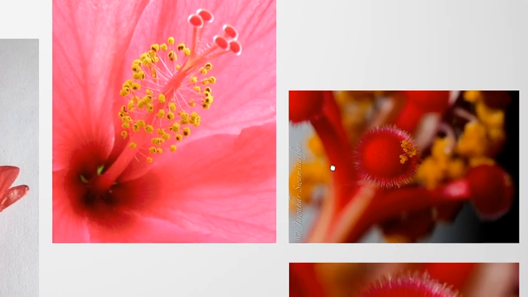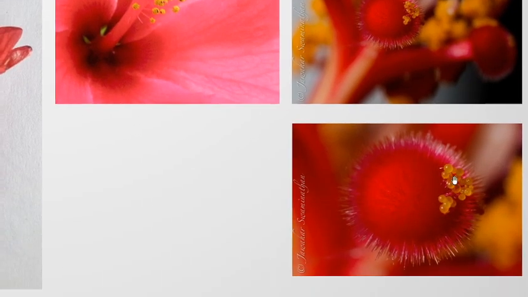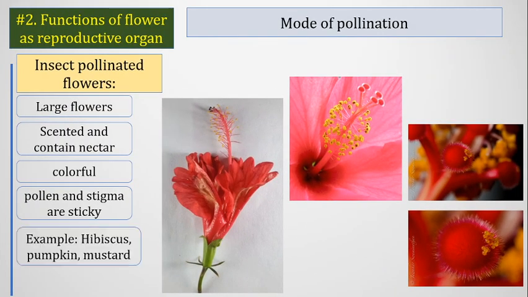So we see that the stigma of hibiscus are sticky and thorny, so that when small pollen grains fall on the stigma, they are attached together by the spikes, so they cannot be released from them, so they cannot leak from the surface of the stigma. So they are the usual features of insect pollinated flowers. And also pumpkin, mustard, they are also insect pollinated flowers.